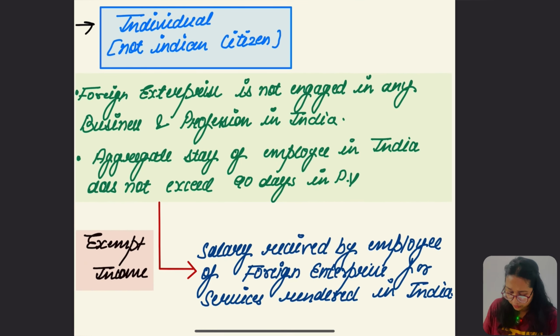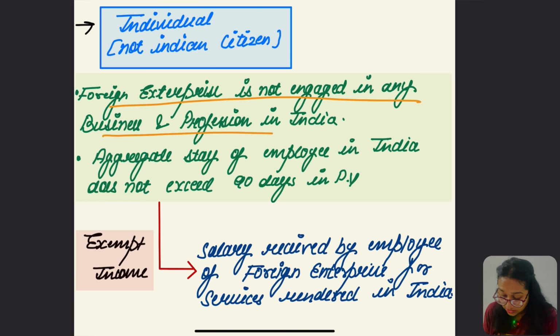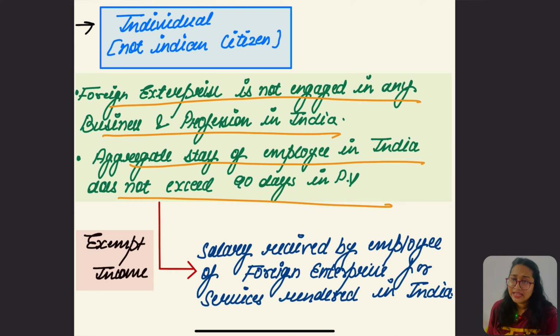Let's go for the last part of this, which says the individual is again not an Indian citizen, and the foreign enterprise is not engaged in any business or profession in India. Second, the aggregate stay of the employee in India doesn't exceed 90 days in the previous year. This is one of the conditions of the last point, where the individual has not stayed in India for more than 90 days. The first point was that the foreign enterprise is not engaged in any business or profession in India. Simple. Then that would be exempt.